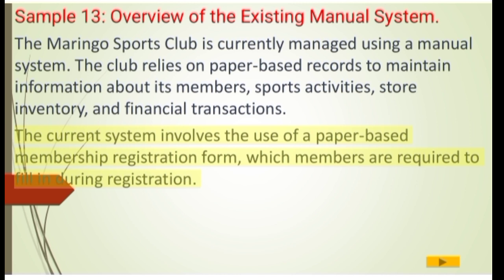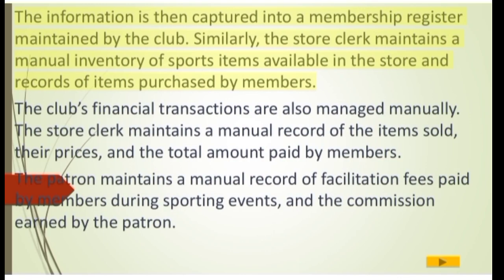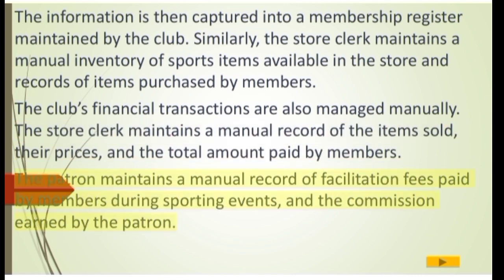The current system involves the use of a paper-based membership registration form, which members are required to fill in during registration. The information is then captured into a membership register maintained by the club. Similarly, the store clerk maintains a manual inventory of sports items available in the store and records of items purchased by members. The club's financial transactions are also managed manually. The store clerk maintains a manual record of the items sold, their prices, and the total amount paid by members. The patron maintains a manual record of facilitation fees paid by members during sporting events, and the commission earned by the patron.